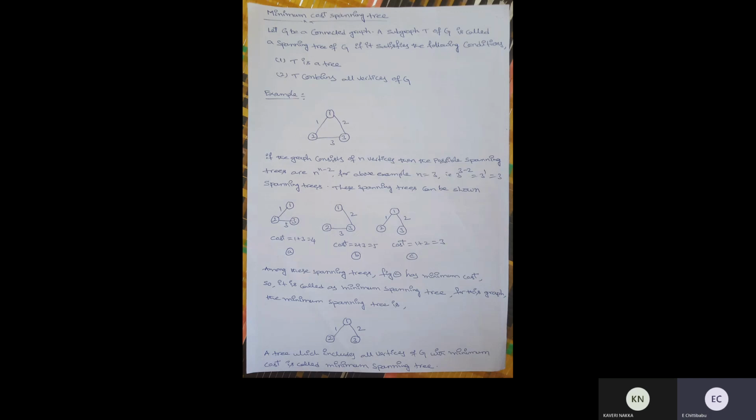Among these spanning trees, the third spanning tree has the minimum cost, so it is called the minimum cost spanning tree. For this example, this is the minimum spanning tree. A tree which includes all vertices of G with minimum cost is called a minimum spanning tree.